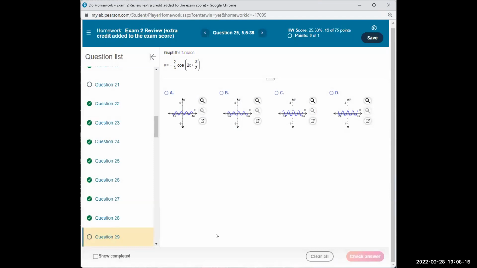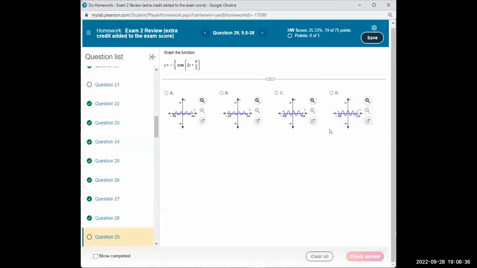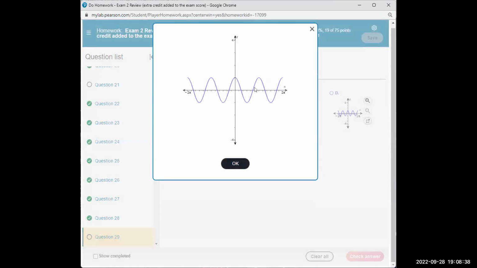So for number 29, the amplitude is 2/3. That's the constant in front of the trig function there. And it looks like all the graphs, well, this one looks like it has an amplitude of 1. So that's out. D also looks like it has an amplitude of 1.